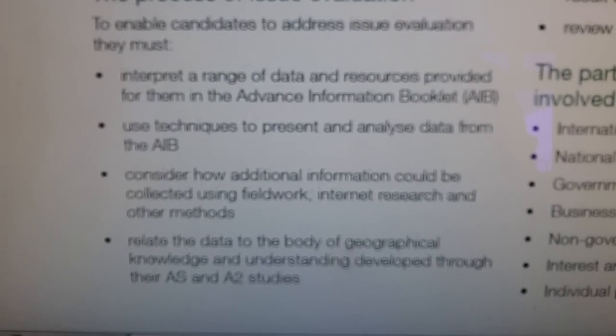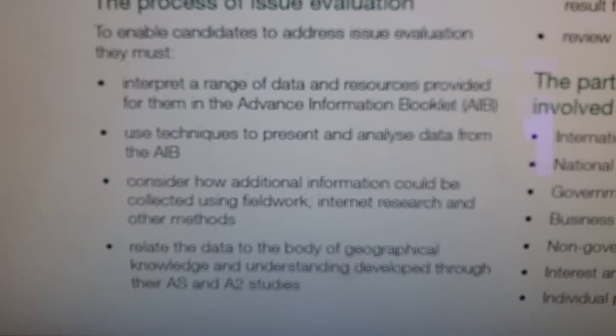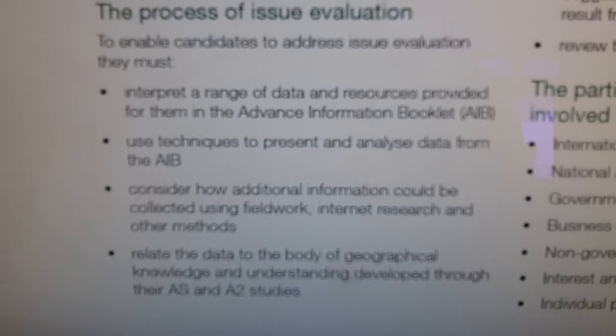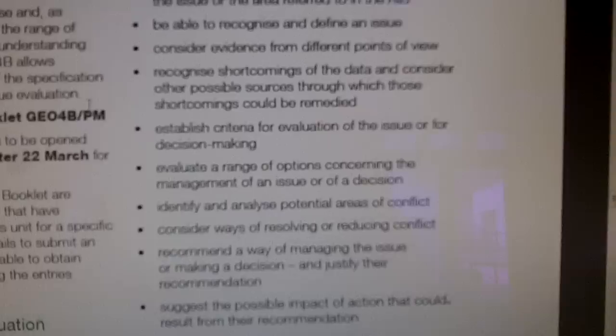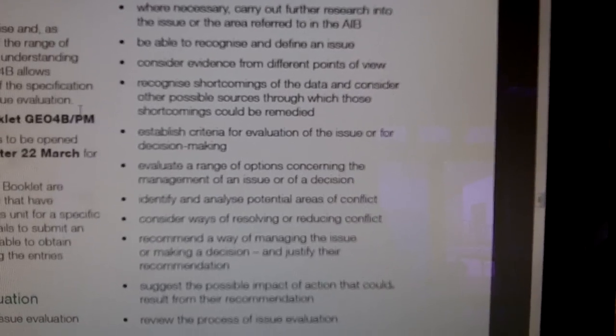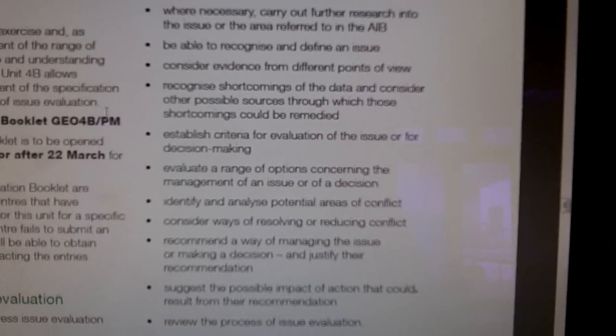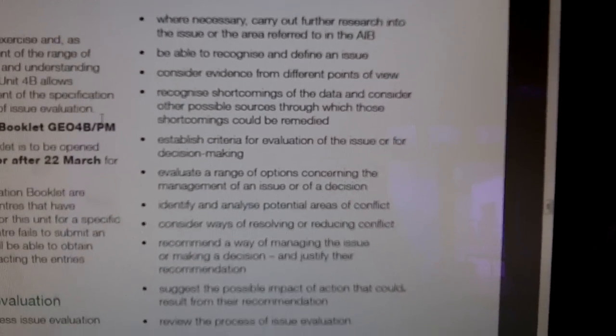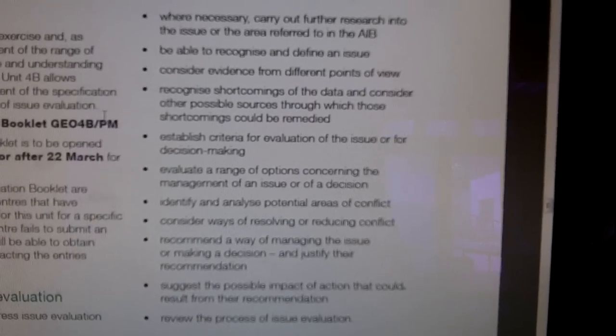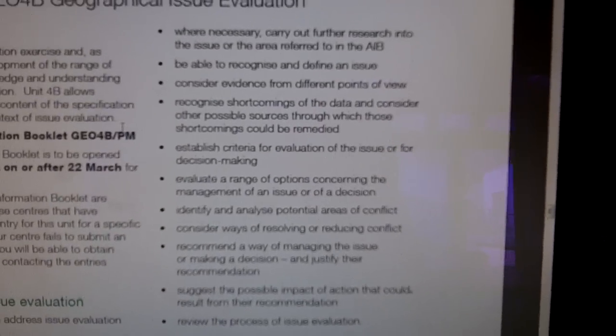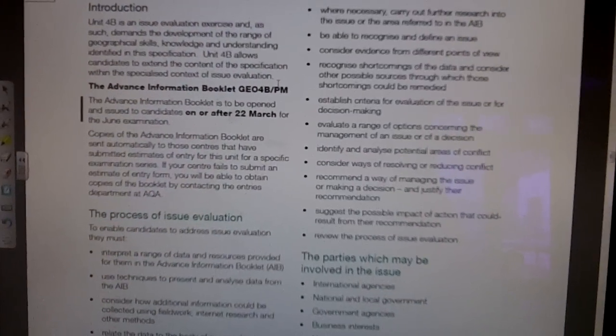pick out the key themes or issues. All right, and then within that they break it down to a whole bunch of tasks. Okay, so it's data presentation, it's linking that task back to relevant parts of the spec of other units. It is looking at what should be done with this issue. All right, so that's what the spec is, and you can have a look at that in more detail. It's on the AIB website.